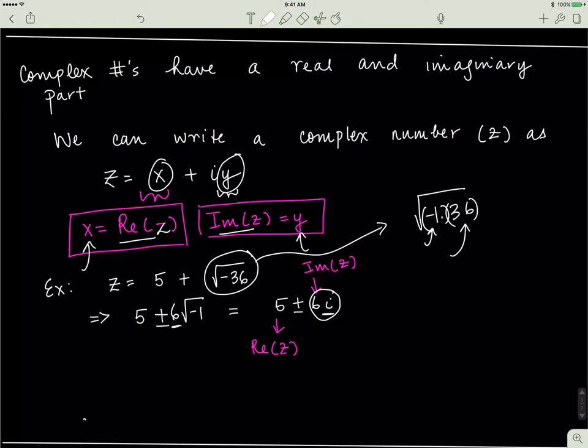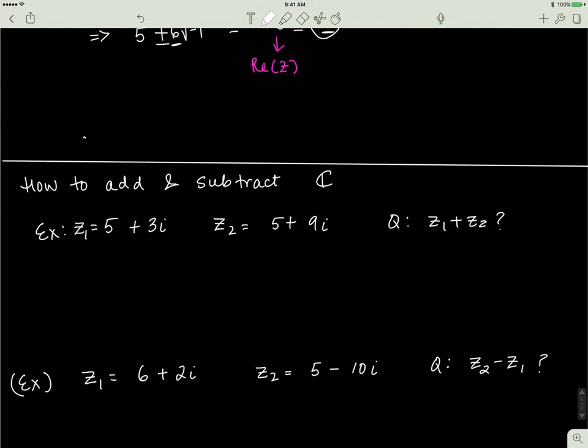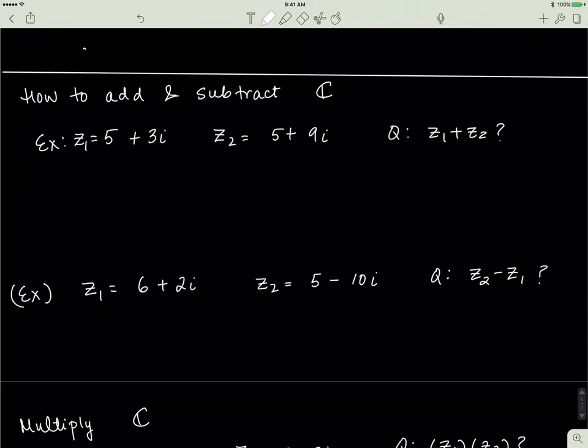But the important thing to recognize here is that this is a complex number in the form of 5 plus or minus 6i. The real part of this number is 5, and the imaginary part of this number is 6, because it's associated with the i. Now here, we're more interested in finding out things like how do you add and subtract complex numbers, right? So let's go ahead and find this out.